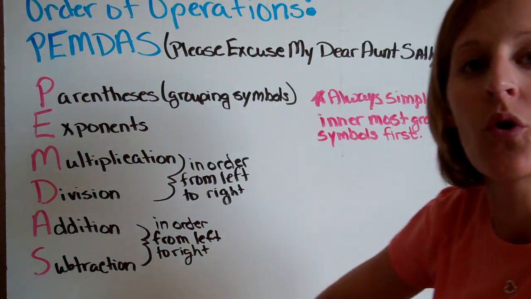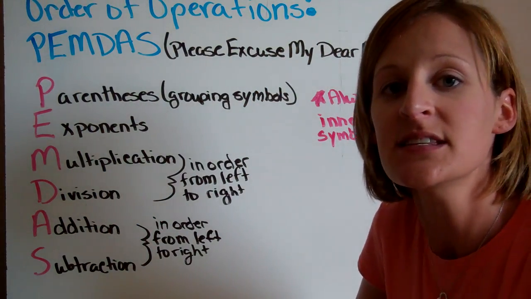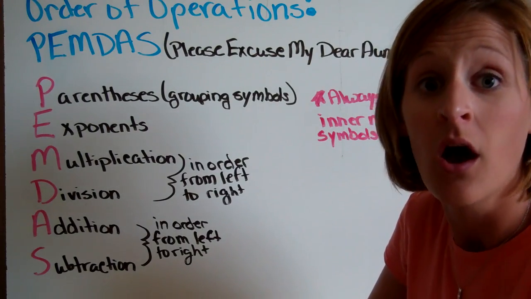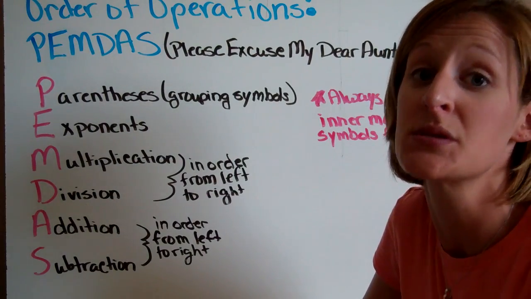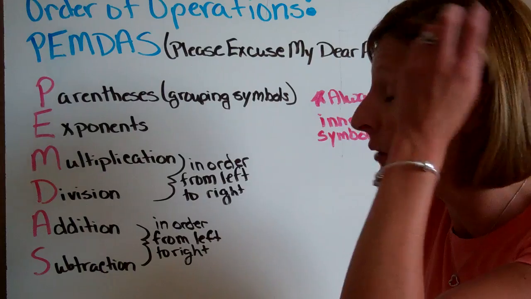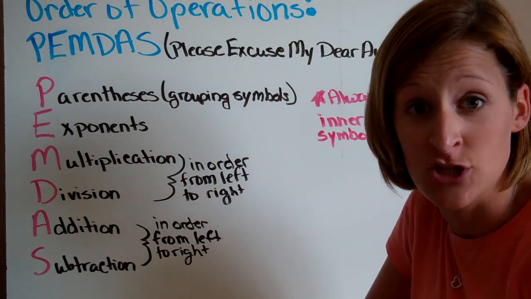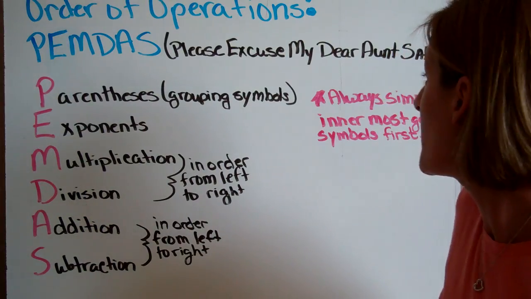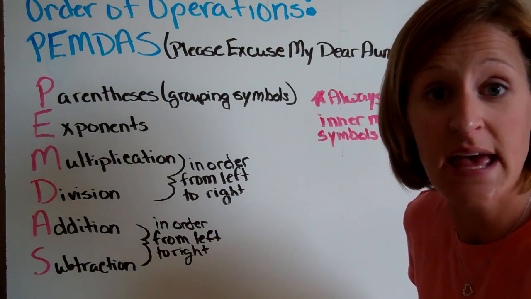Now let's review order of operations. You have done this since elementary school, so I'm sure you're familiar with PEMDAS, or the saying, please excuse my dear Aunt Sally. Now we don't all have an Aunt Sally, so maybe Aunt Susan or Aunt Sue, something like that, if that helps, you can always use that phrase.